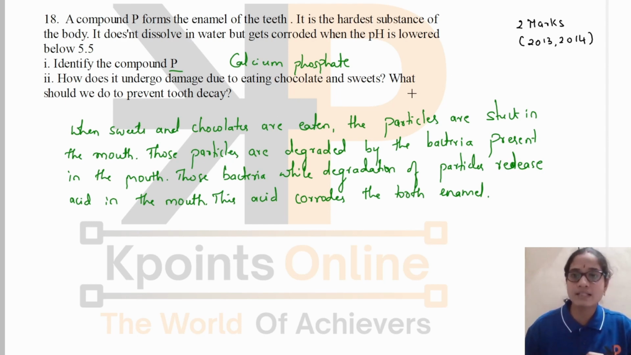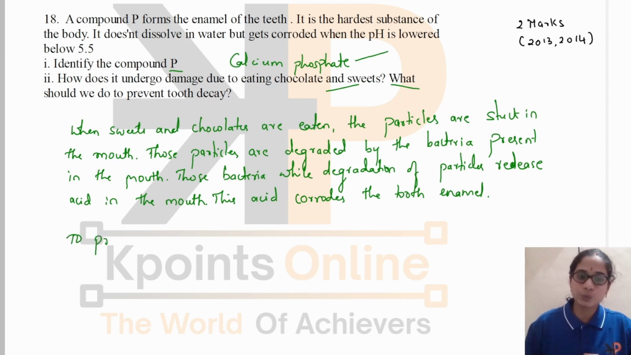Then we have to answer what we should do to prevent tooth decay. Here we have answered that the compound P is calcium phosphate. Then we have also answered how it undergoes damage due to eating chocolates and sweets. Now there is still one more question. What should we do to prevent tooth decay?